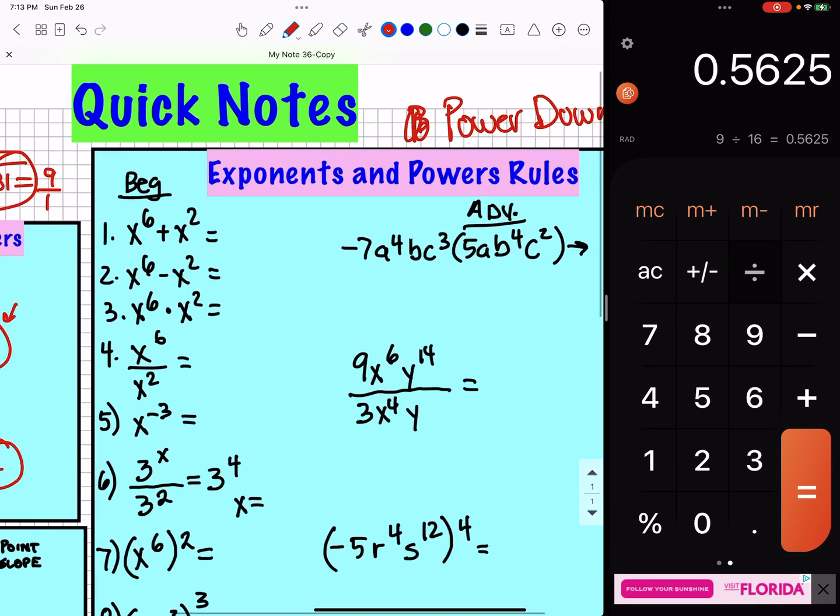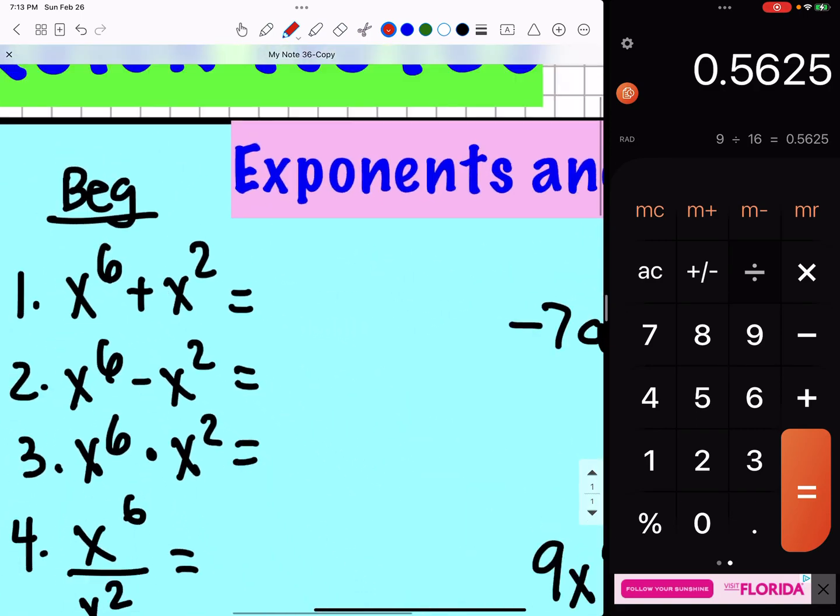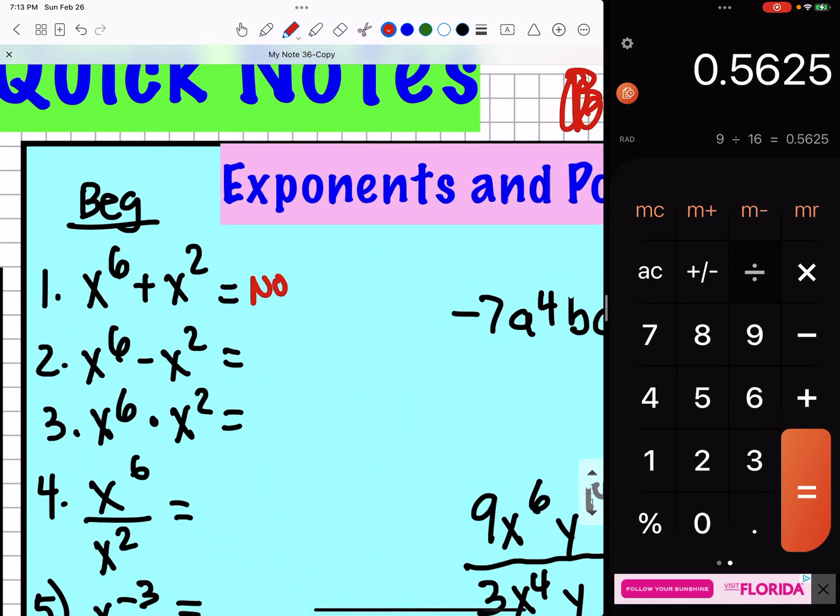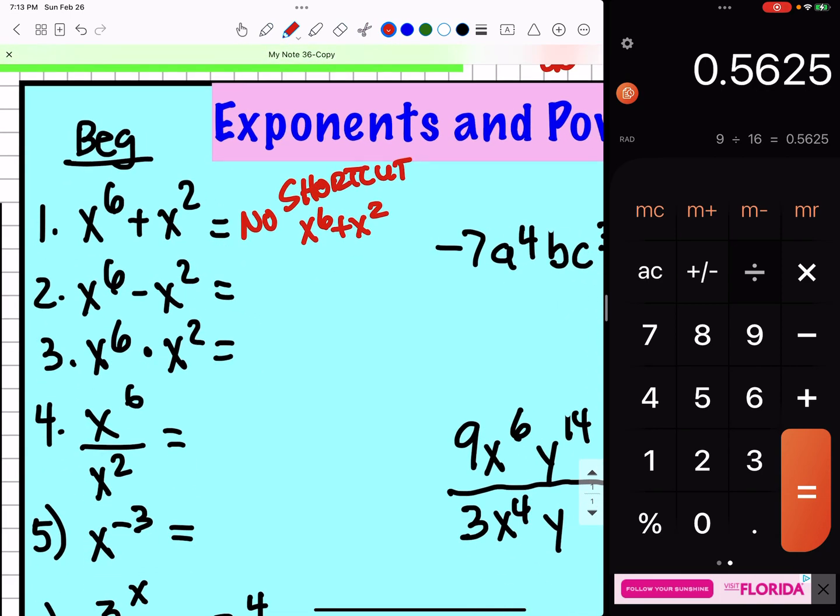So over here, when I think of one level less than addition, sorry, there's no shortcut there. It's not no solution, just no shortcut. So this one would just still be x to the 6th plus x to the 2nd. What's one less than subtraction? One less than subtraction, nothing, no shortcuts. It's still x to the 6th minus x to the 2nd.